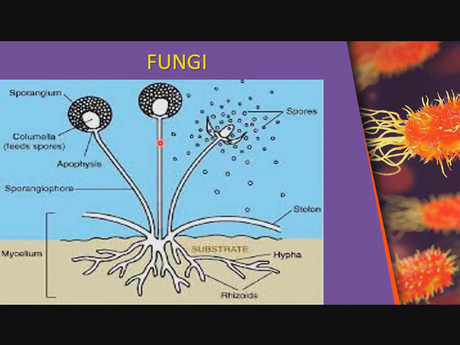Apart from that, they reproduce by spores produced from the sporangium. They can reproduce sexually and asexually. Asexually is by means of spores. We have examples like Mucor, Rhizopus, Penicillium, Aspergillus. These are different examples of fungi.